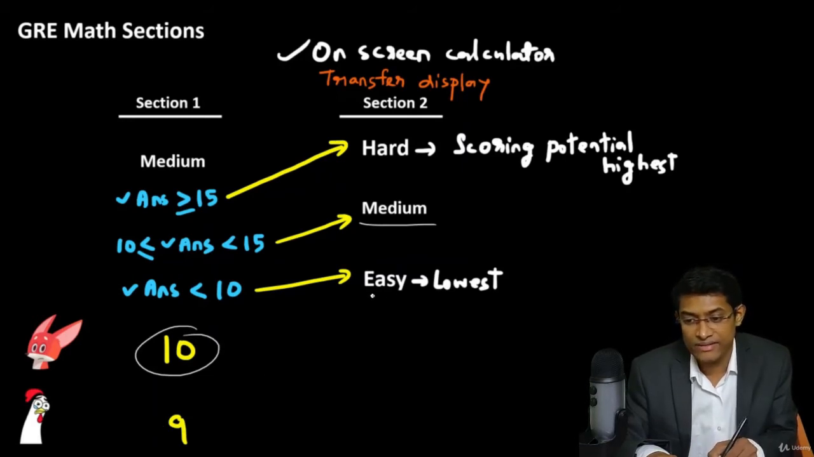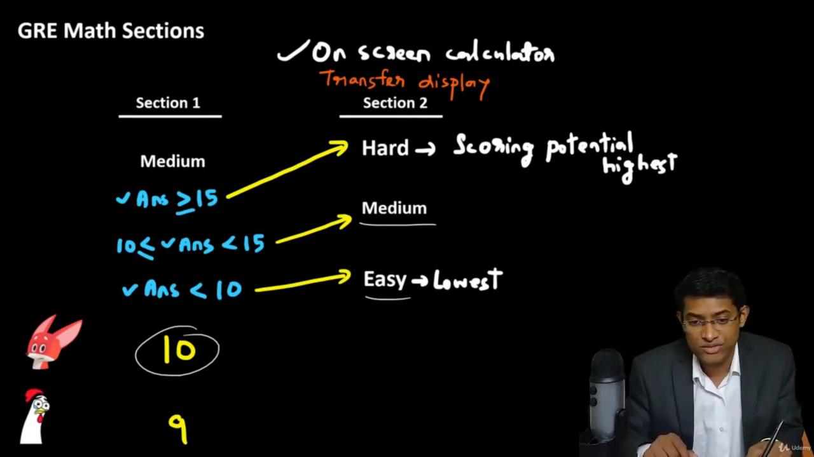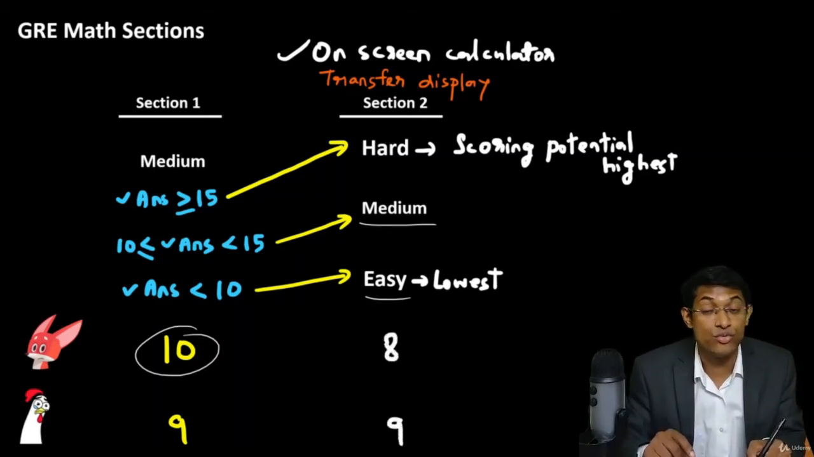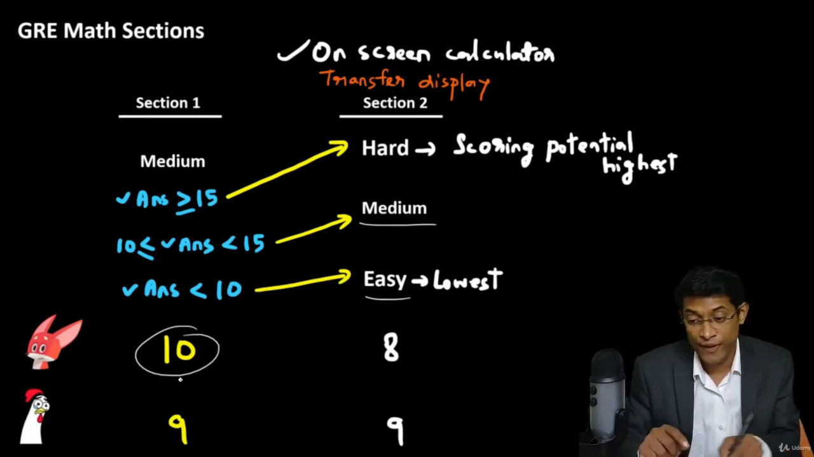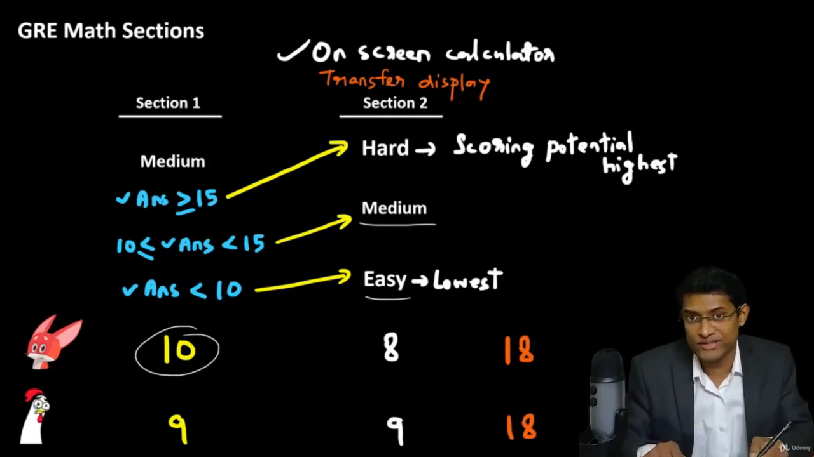And Hen will get the easy section. All right. Now, let's see what score each of them got in section 2. Fox got 8 answers correct in section 2 and Hen got 9 answers correct in section 2. Now, both of them got 10 plus 8, which is 18, and 9 plus 9, which is 18. So, both of them got 18 answers correct out of 40 questions, right?